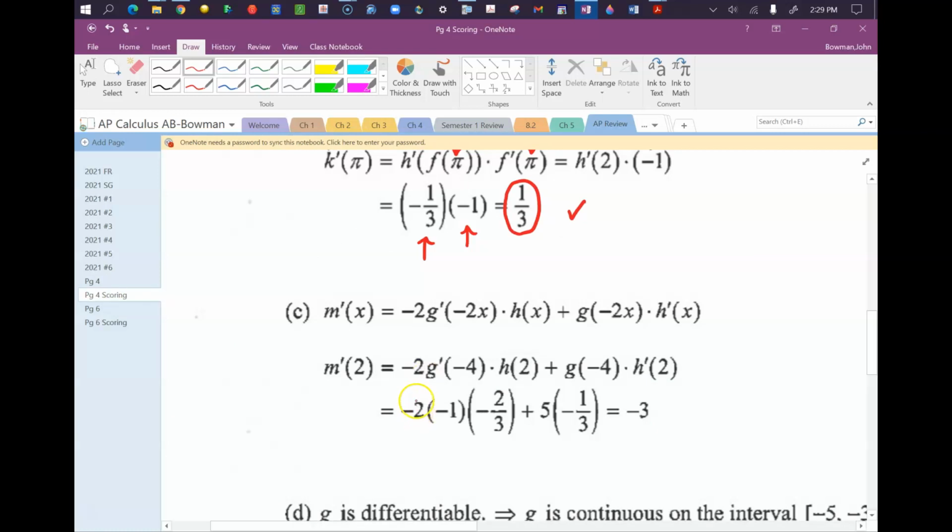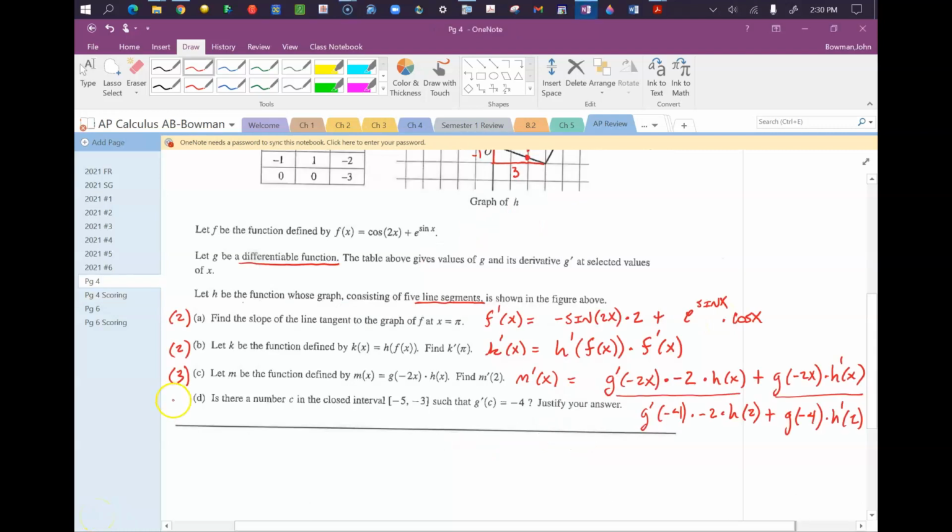So we have negative 2 times g prime of negative 4 from the table, which is negative 1. h of 2 we just found is negative 2/3. g of negative 4 from the table is 5. h prime of 2 we found in the previous part B, which is negative 1/3. And you can leave it like that, or you can simplify it if you want, but those are your 3 points.